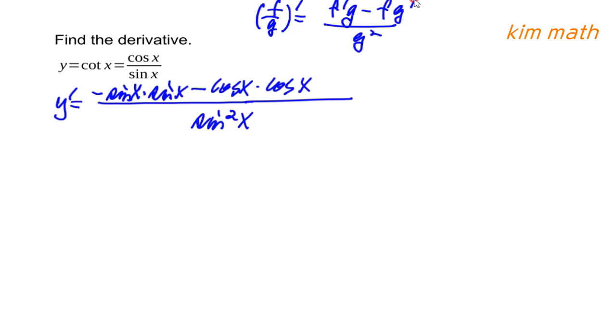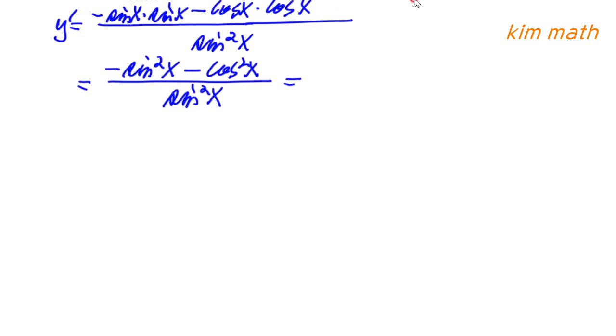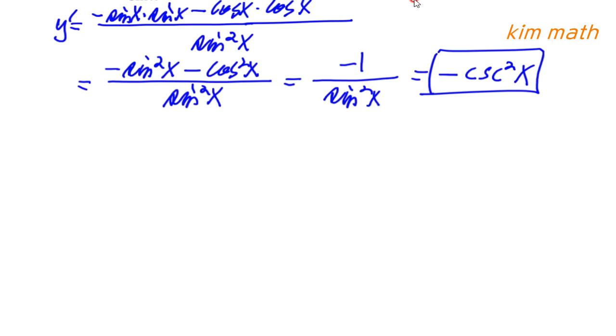Okay, so the numerator is negative sine squared of x minus cosine squared of x, over sine squared of x. Since negative sine squared of x minus cosine squared of x is negative 1, over sine squared of x, this is negative cosecant squared of x, since cosecant is the reciprocal of sine.